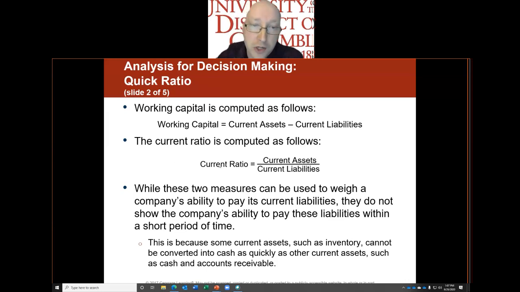The current ratio is another ratio that's used to compute the company's ability to repay its debts. We take our current assets divided by our current liabilities. That ratio tells me the company's ability to repay its short-term debts.